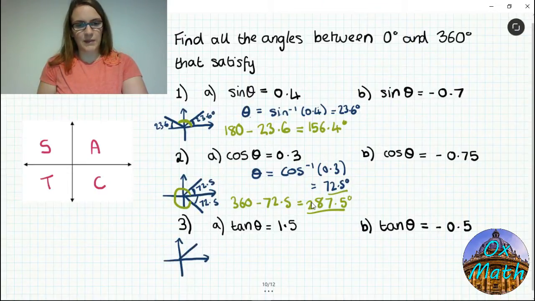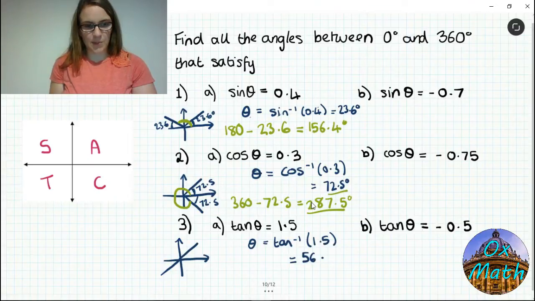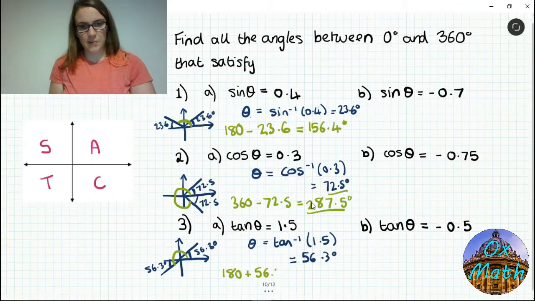Number three is tan, and again is positive. So our first angle will be in the first quadrant where all of them are positive, and our second angle will be in our third quadrant where only tan is positive. So if we find our first angle by doing inverse tan of 1.5, our calculator tells us that the first angle is 56.3 degrees. So from the symmetry of our diagram, this angle here must also be 56.3 degrees. So to find our total angle, we need to do 180 plus 56.3, which is 236.3 degrees, again giving us our two angles.